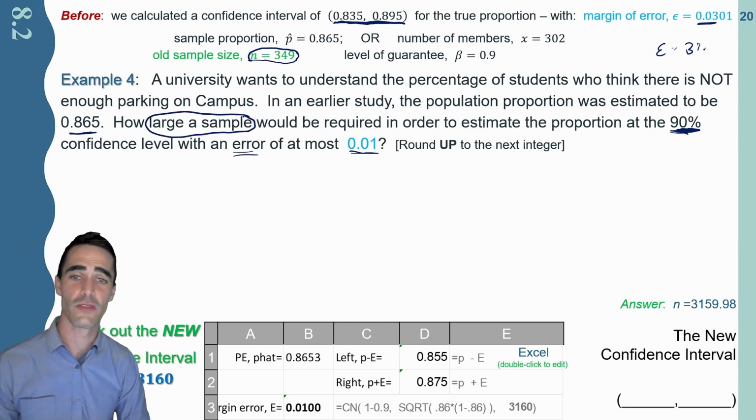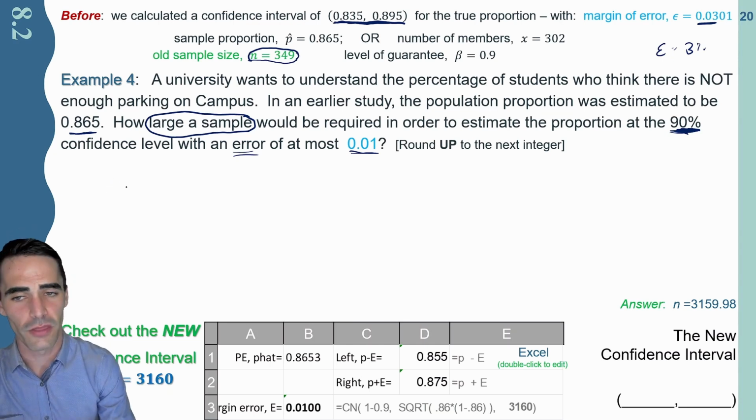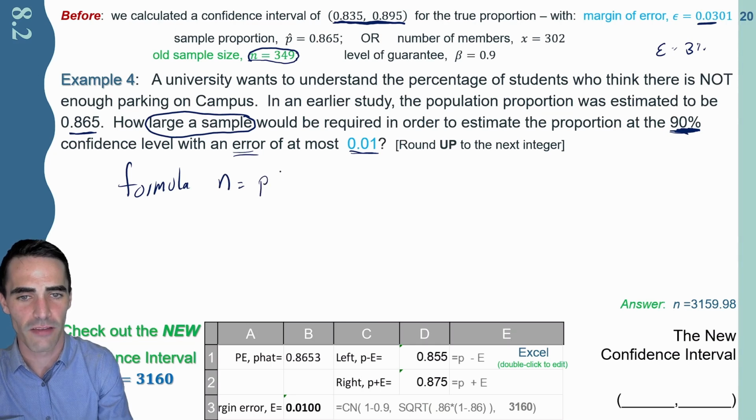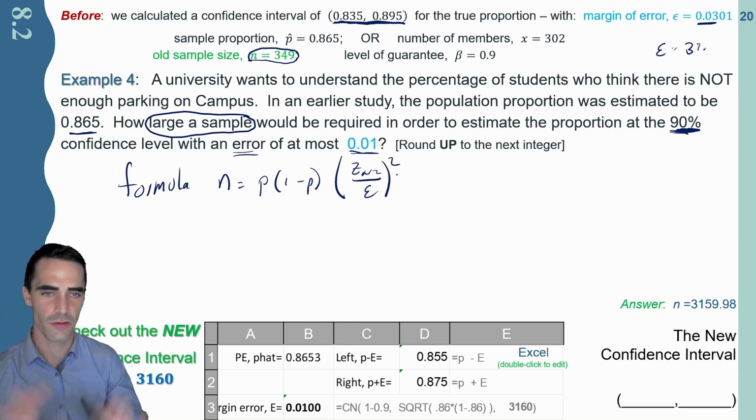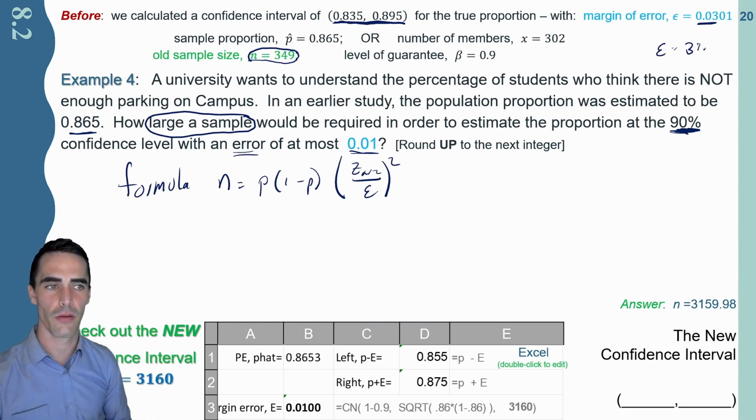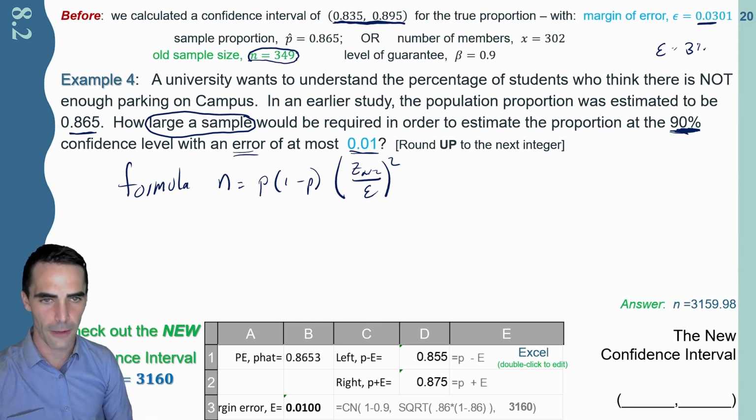Well, they're asking us how large of a sample we are going to need. Then I'll start off with our formula first and foremost. The formula looks like this: n is equal to p(1 minus p) times the critical value, z alpha over 2, divided by E, and this is the quantity being squared. So again, first thing, let's write the formula, then we can figure out what goes where.